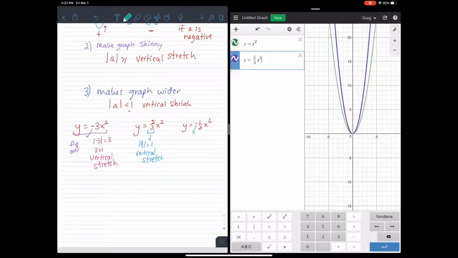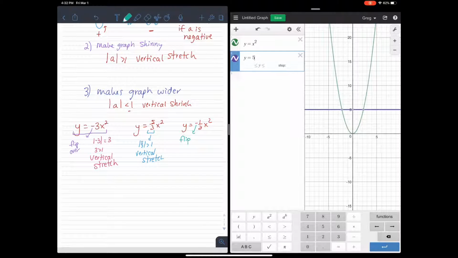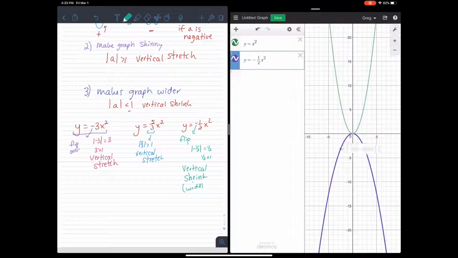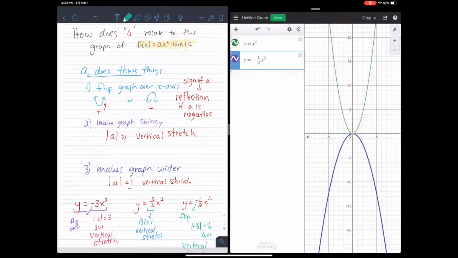With that last one, the negative out front is going to cause it to flip over. So when I'm starting to put this into my equation, I'm going to start with the negative. Now the 1/2, again, if I get rid of that negative sign with the absolute value, 1/2 is less than 1, so we're going to call that a vertical shrink. And that vertical shrink is going to make it look wide. That's how we see it on the graph. So it should be flipped over and it should be a lot wider than the parent. So I type in 1/2 x squared, and I can see that it was flipped over and it is wider than the parent graph. So that's your summary of how a, the coefficient in front of x squared, affects the graph of a quadratic.